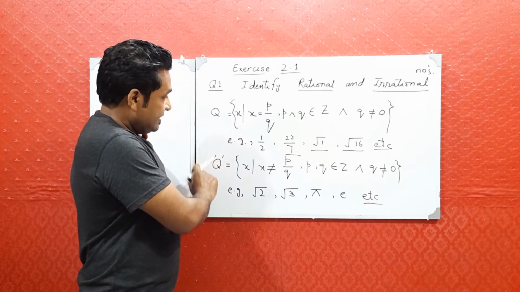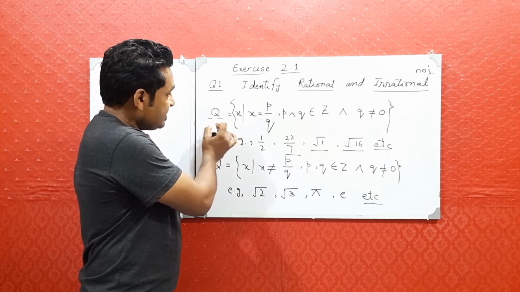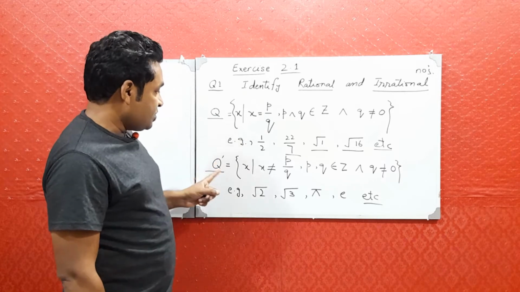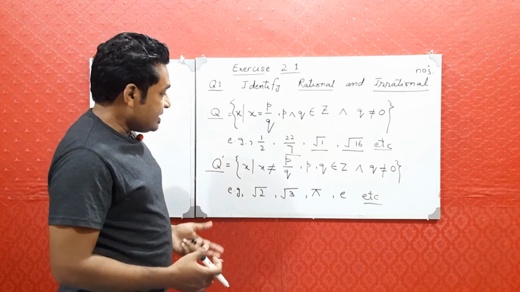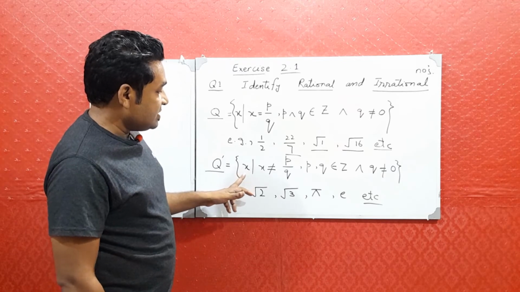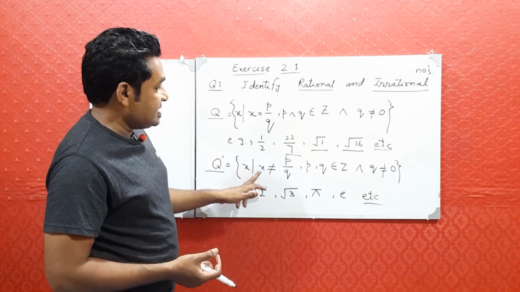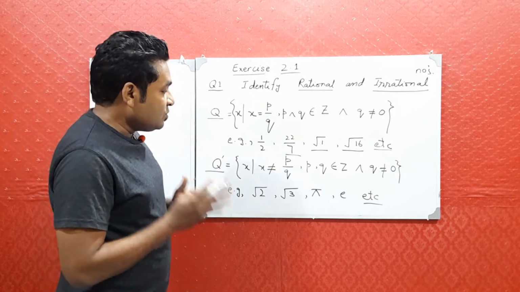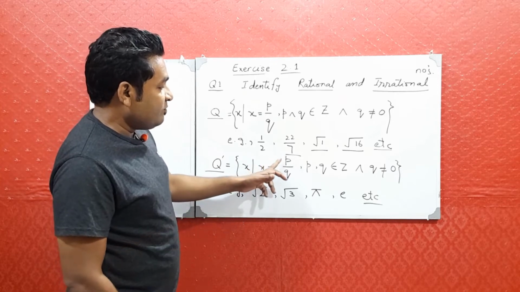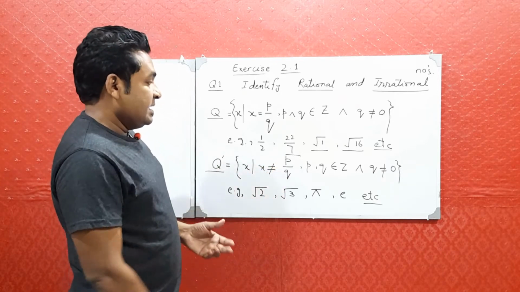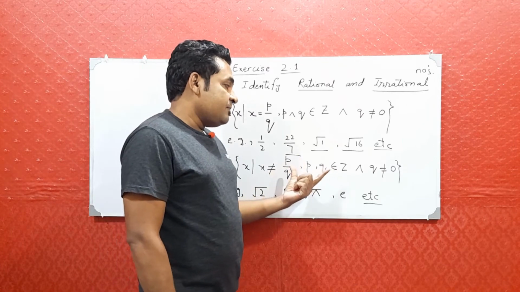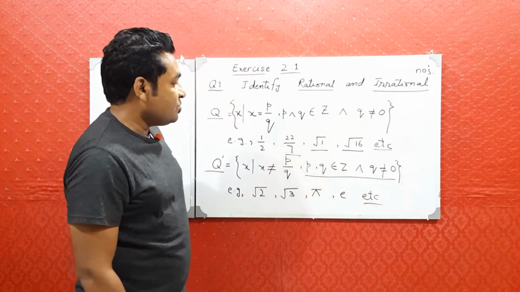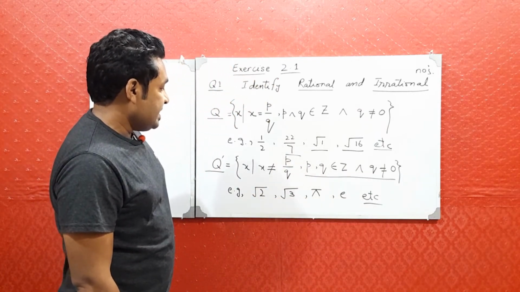Rational numbers are denoted by capital Q. Irrational numbers are denoted by Q dash, or Q complement. And what are irrational numbers? Irrational numbers are those numbers, any number x, such that x is not equal to p over q. All those numbers which cannot be written in the form of p over q, or in the form of a fraction, are called irrational numbers.